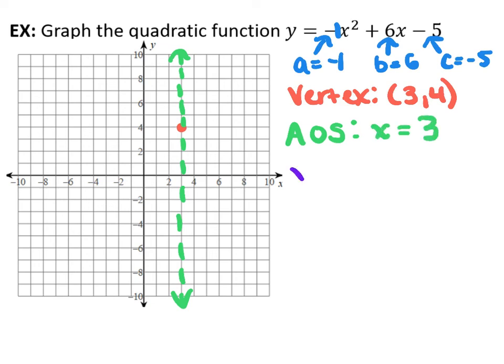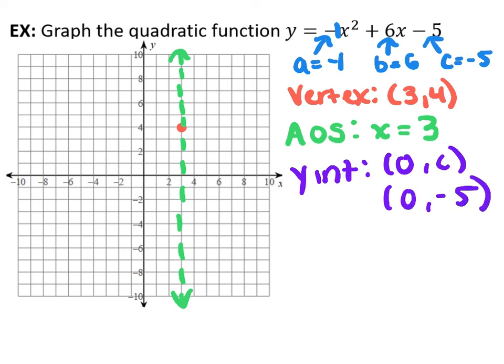Now the y-intercept is always 0, c. So in this case, your y-intercept is 0, negative 5. So I can plot the point on the graph. Now, if I want to find the point on the other side, I move over 1, 2, 3 boxes to the right, and move over 3 more boxes on the other side to get your corresponding point. The last thing we do is draw in that U-shaped graph. So do the best you can to make it as U-shaped as possible, and add your arrows at the end.